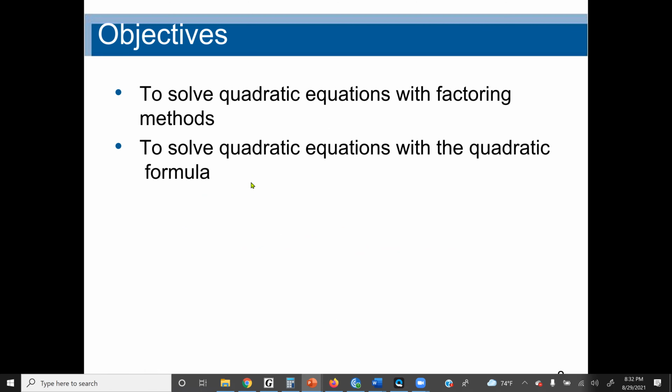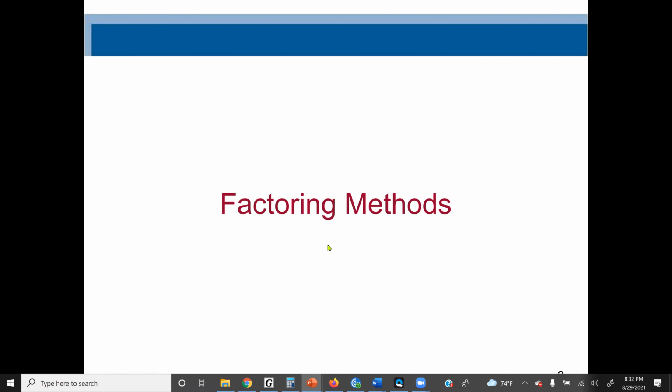Also, how to solve quadratic equations with the quadratic formula. So we start with the factoring method first. Again, these lectures cover our textbook, chapter 2, section 1.